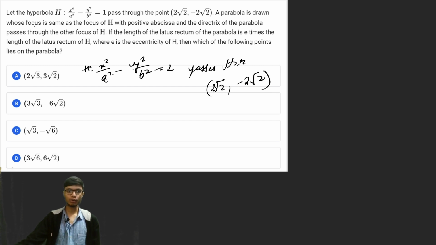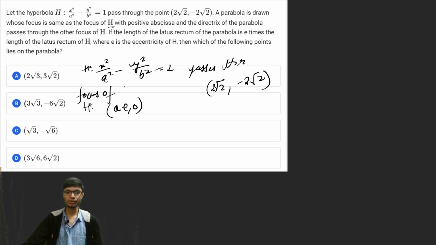Now a parabola is drawn with the same focus as the focus of H. So what is the focus of H? The focus of H is basically (ae, 0). Both the foci you can consider as (ae, 0).